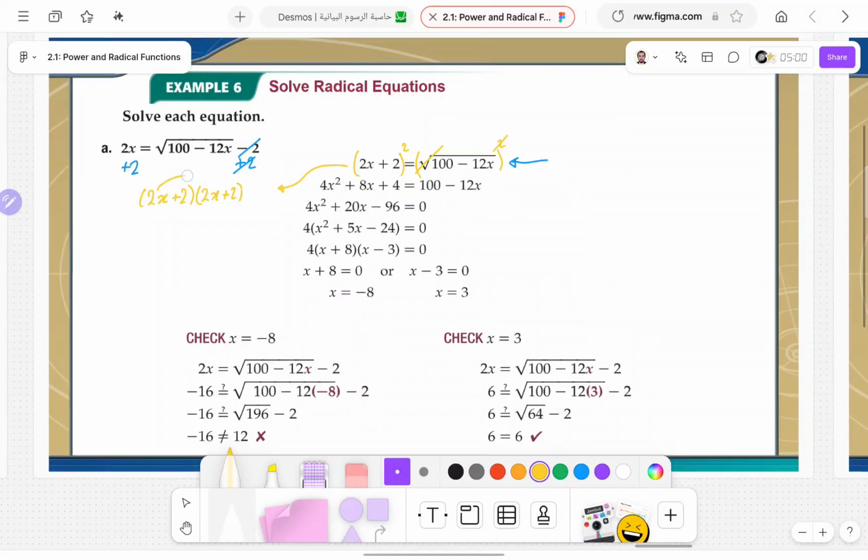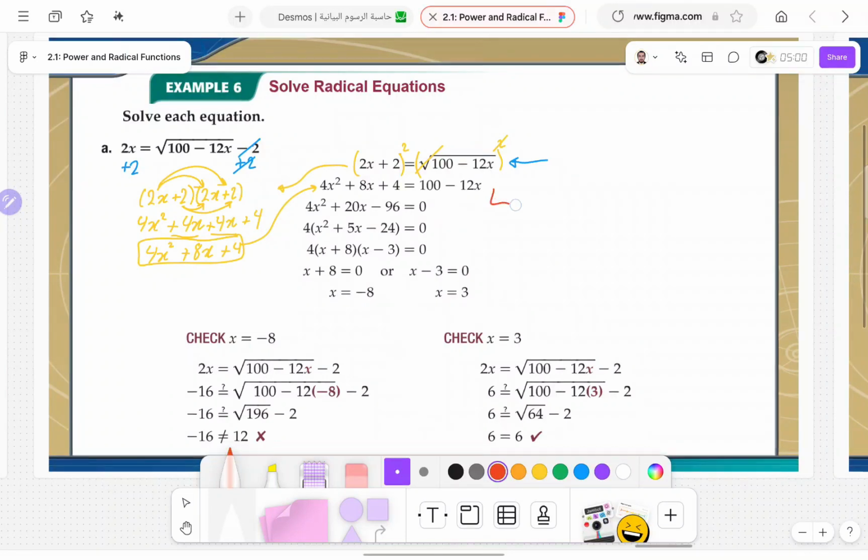Now distributive property: 2x times 2x is equal to 4x squared. 2x times 2 is plus 4x. 2 times 2x is plus 4x. 2 times 2 is plus 4. Now add the like terms, which are 4x. So the answer is 4x squared plus 8x plus 4. Now we take this one and replace it here. So 4x squared plus 8x plus 4, this is how it looks after you simplify.